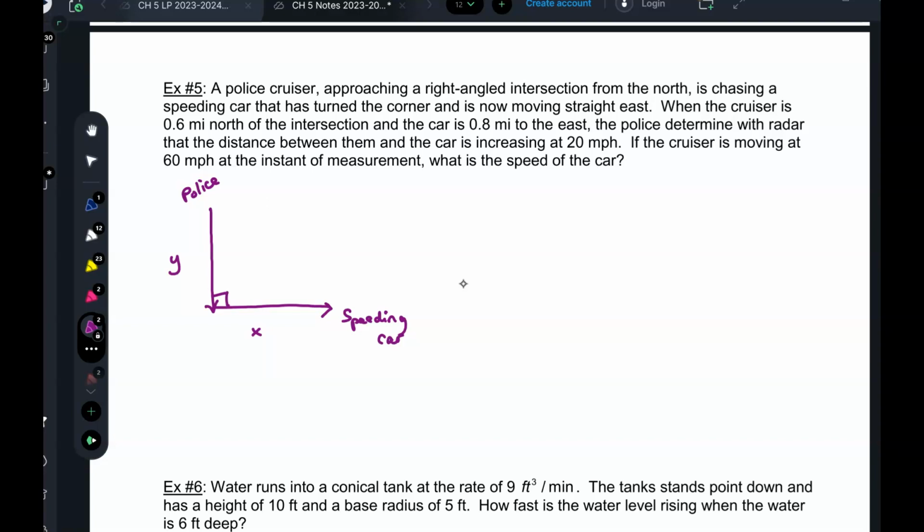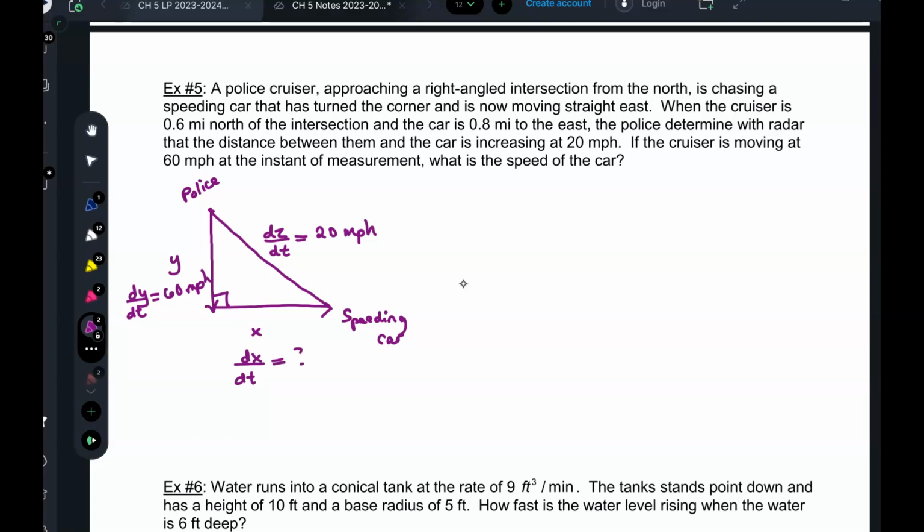So, when the cruiser is 0.6 miles to the north and the car is 0.8 miles to the east, the police determine with radar that the distance between them is increasing at 20 miles per hour. I'll call that distance z. So it's increasing at 20 miles per hour. If the cruiser's moving at 60 miles per hour, dy/dt, we want to find how fast the speeding car is going.